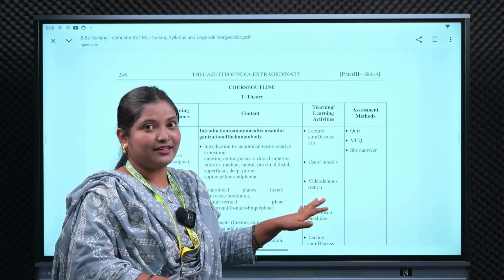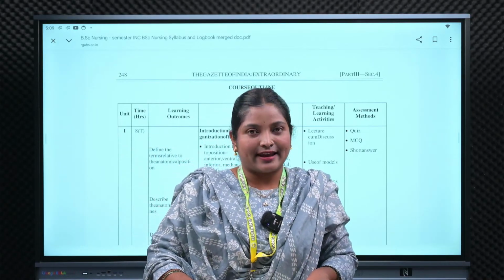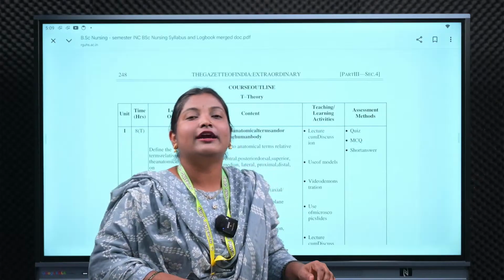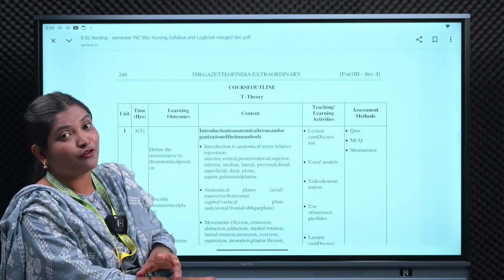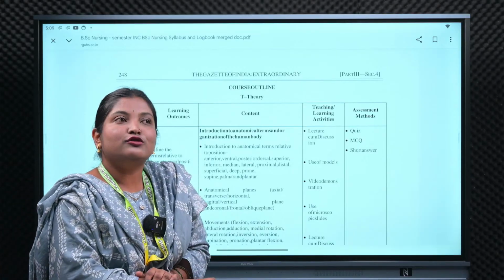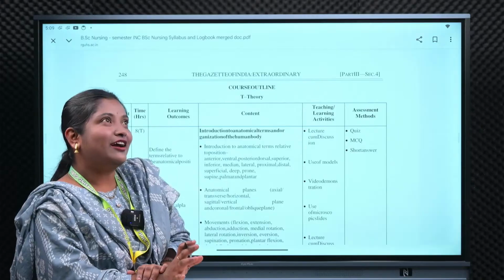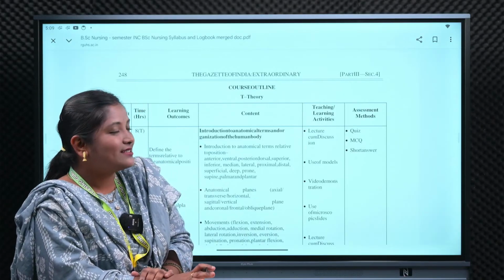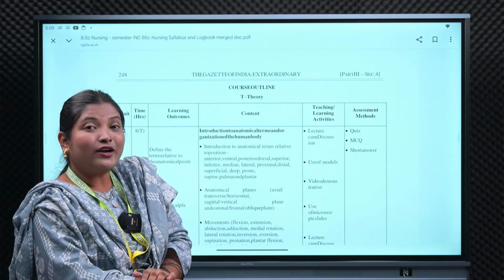As I said, applied anatomy is the advanced knowledge in anatomy. We are going to get the upgraded version of the knowledge in the subject of anatomy. So madam is telling anatomy, we are getting upgraded knowledge, all these things will be there. But even so, now it is time to know what anatomy is.